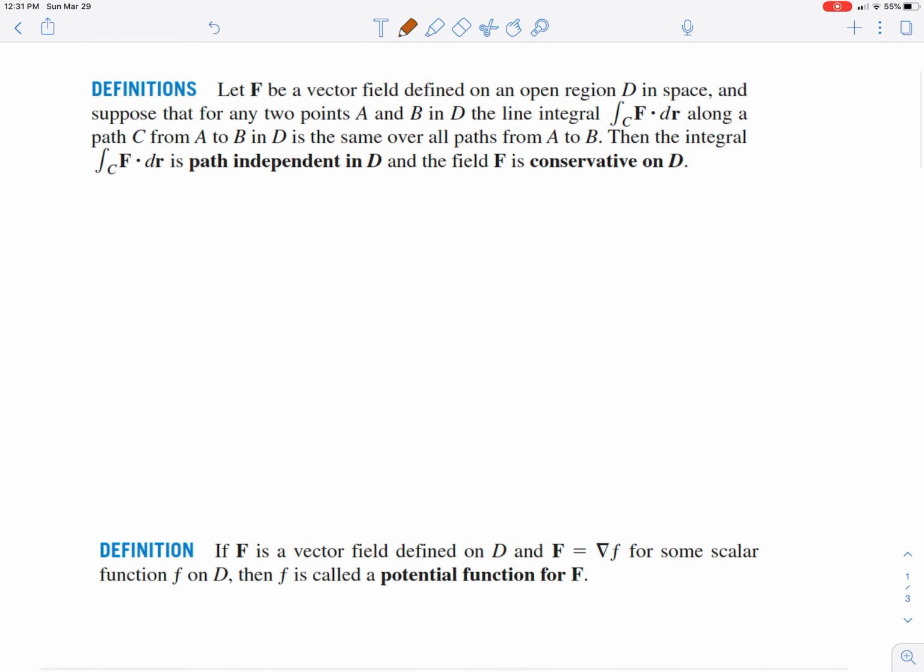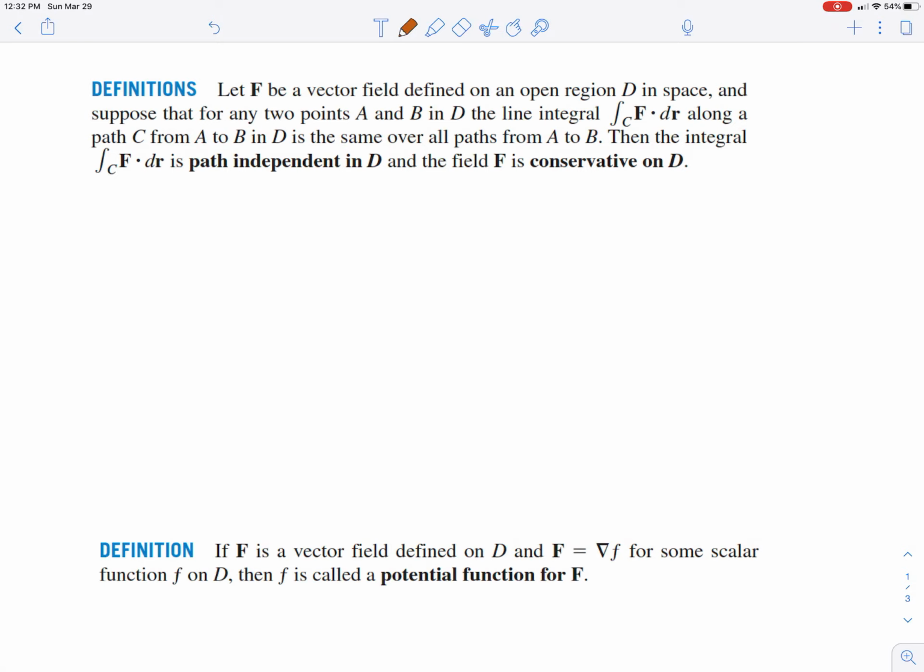So this first definition is, let the vector field F be a vector field on any region in space. So this could be 2-dimensional, 3-dimensional, 4-dimensional. And suppose that for any 2 points, A and B in that region, the line integral along some curve from A to B is the same. So it evaluates to be the same over all paths from A to B. What this means is that the path you take, C, as long as the beginning and end points are the same, the evaluation of this integral doesn't matter. So then that means that this integral is path independent.